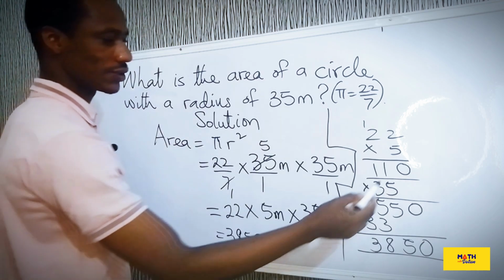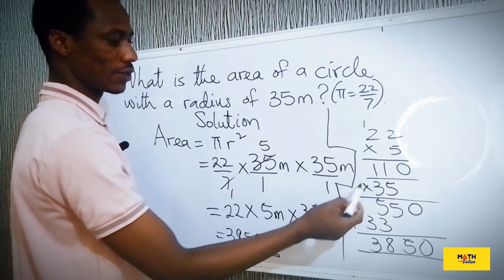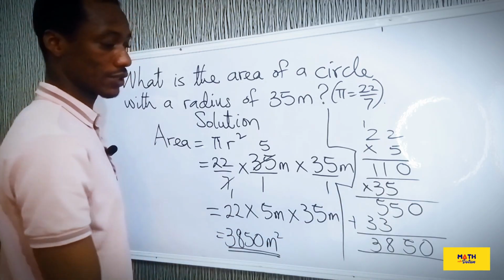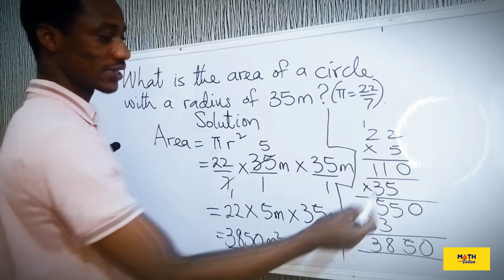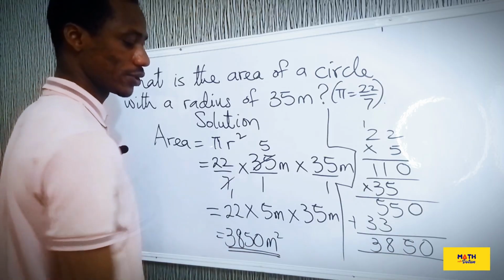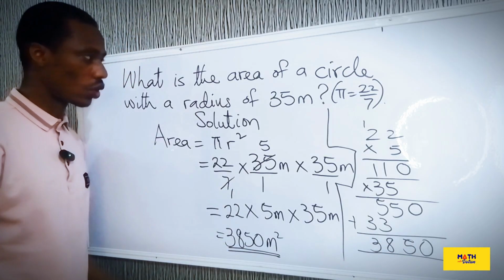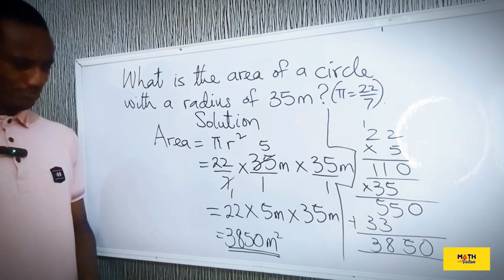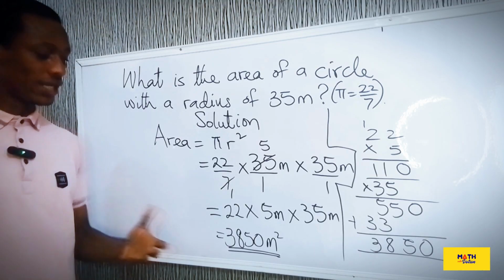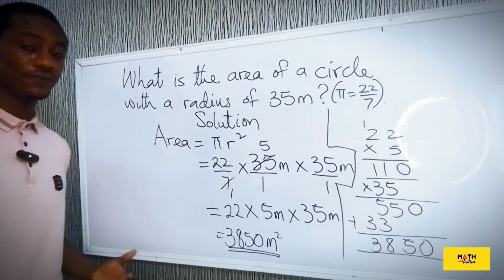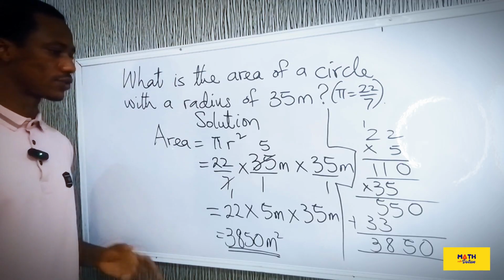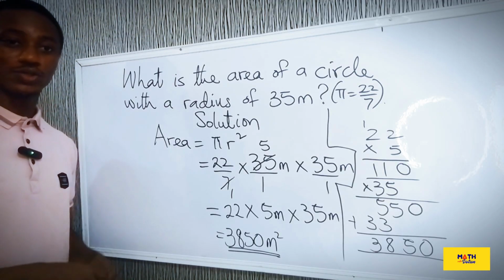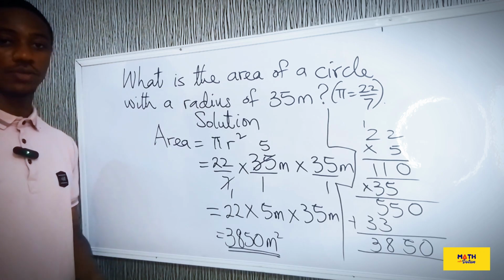So you've learned a trick here on how to multiply numbers that have zeros. You could just bring the 0 down. That means you're taking the times 10 out, and then you bring it to the answer. So the area of a circle with a radius of 35 meters will give you 3,850 meters squared.